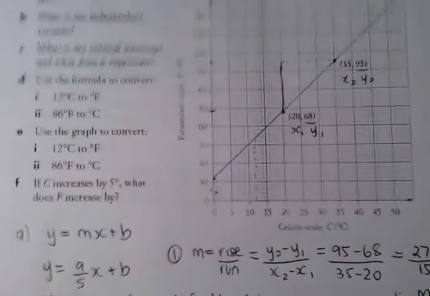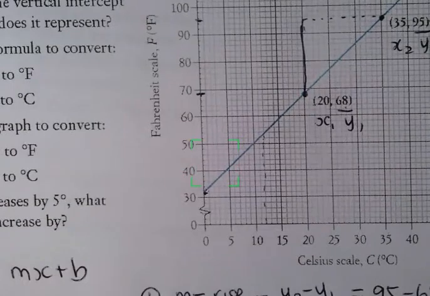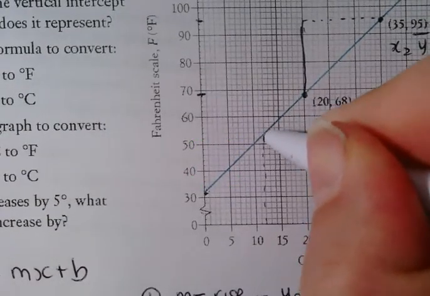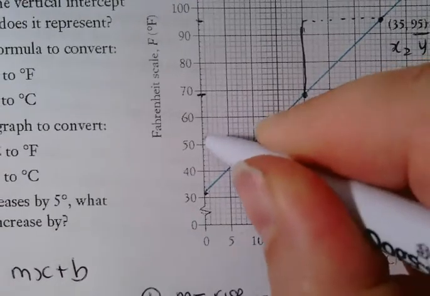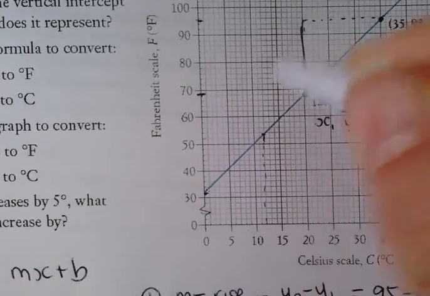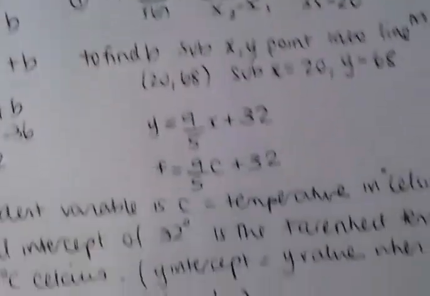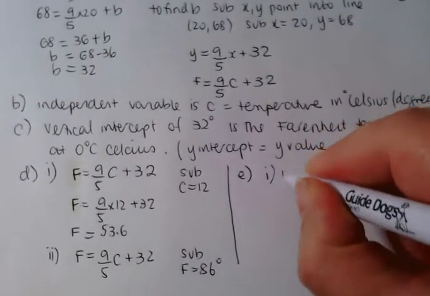Now you can see you can't read it off exactly. Okay, so you have to estimate on the graph, which is why we need to use the formula. Okay, so there's your 12, and then we have to come across. Well, if that's 52 and 54, it does look to be somewhere between 53 and 54 degrees.